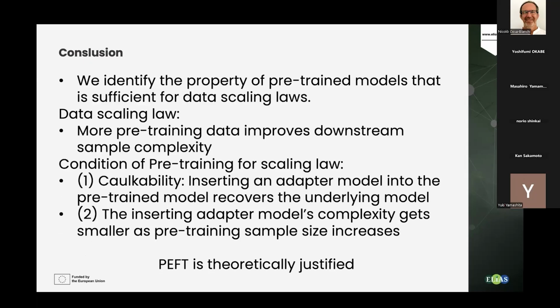To conclude, we're investigating pre-training, and the motivation is to show the data scaling law. And we're introducing chokeability, which is inserting some adapter model. And if the complexity of the adapter model gets smaller, then the data scaling law can appear. And the key takeaway might be that our method is basically parameter efficient fine tuning. This is some supportable theoretical justification of parameter efficient fine tuning.